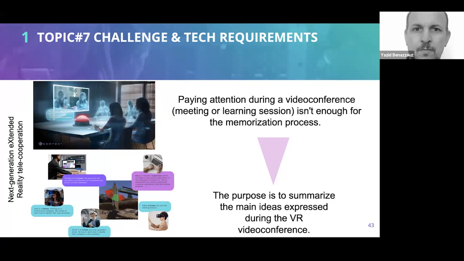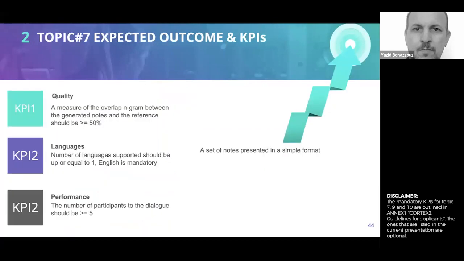In Cortex, we have different use cases, for example a business meeting or a training session where someone is learning how to use an industrial engine. The difficulty is how to extract or detect interesting elements in the discussion and to produce a well-formatted summary. For that, we have defined different KPIs: the quality, the language, and the performance.